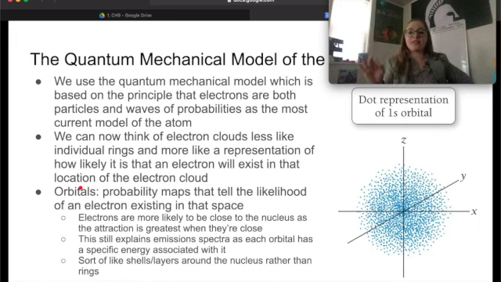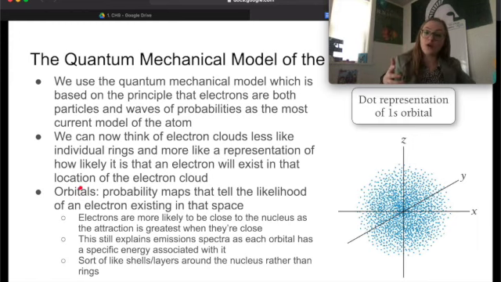So orbits and orbitals are very separate, very distinct, very different from each other. I want you to know the difference, and I want you to say which one you mean when you're saying it. If you're talking to me about the quantum mechanical model, I'm expecting to hear orbital. If you say orbit, I'm probably going to ask you, because I'm not really going to know what you're talking about.